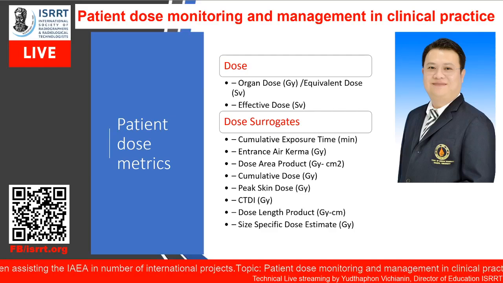But there is another type of dose we call dose surrogates. Those surrogates, for example, are cumulative exposure time, entrance air kerma, dose area product, cumulative dose, peak skin dose, CTDI, dose length product, and SSDE, size-specific dose estimate. These parameters mainly come from the DICOM header, and it's normally shown on your monitor console. These are dose surrogates. They are already available and show how much dose is exposed to your patient depending on the modality that you practice.